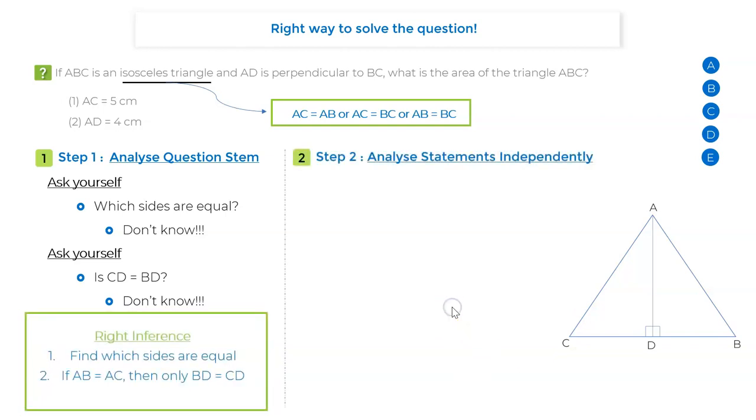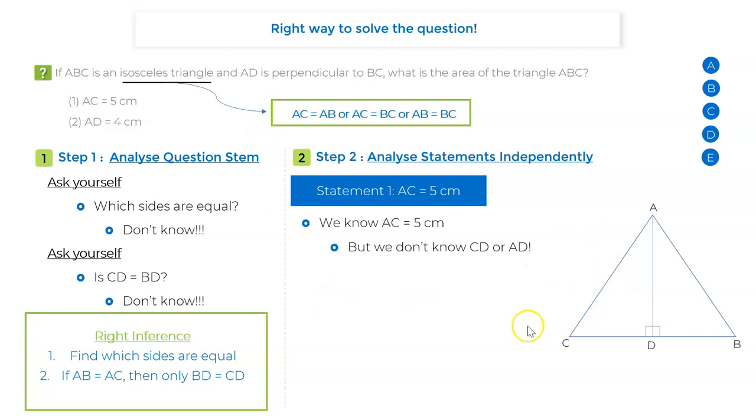Okay, now once I analyze the statement, it's very easy for me. I know what I'm looking for. I'm trying to find out which two sides are equal, and on the basis of that, I'll take a call on what I need to do. So I look at AC is 5. I know AC is 5, but I don't know about CD or AD. I don't know which two sides are equal. So obviously statement 1 is not sufficient, so your answer cannot be A or D.